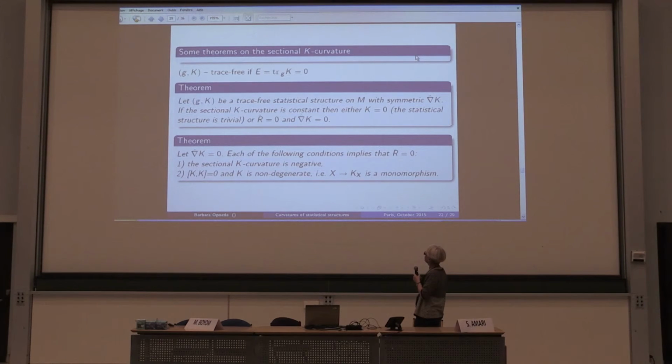Another theorem says that if nabla hat K is 0, then each of the following conditions implies that the underlying structure is flat. That means the sectional K-curvature is negative. It doesn't have to be constant in this case. And the second condition is that the K-sectional curvature vanishes and K is non-degenerate. That means A to Kx, the mapping, is a monomorphism.